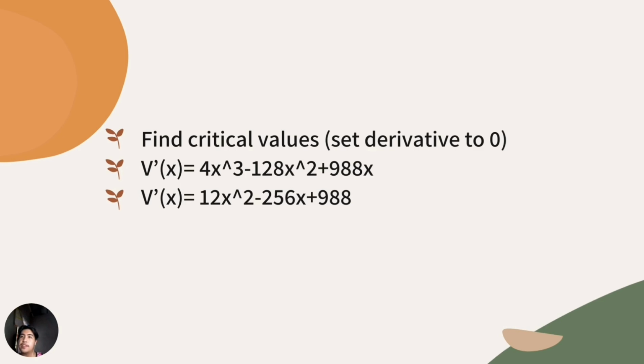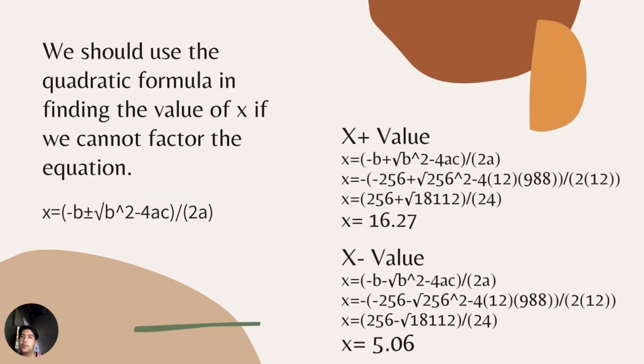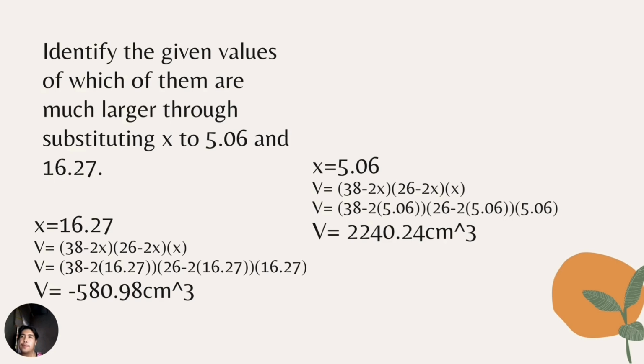Next, we need to find the critical values by setting the derivative to 0. And we should use the quadratic formula if we cannot factor the equation. We found that the positive x value is 16.27 and the negative x value is 5.06. So here we can see that the x value of 5.06 gives a larger volume.